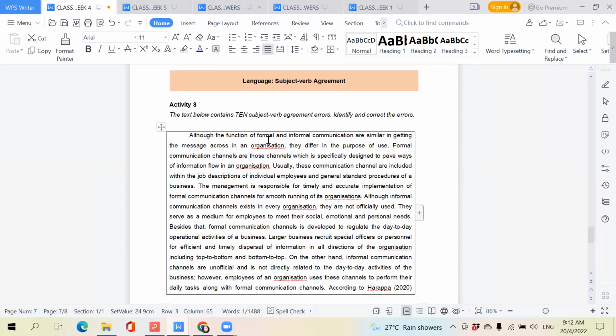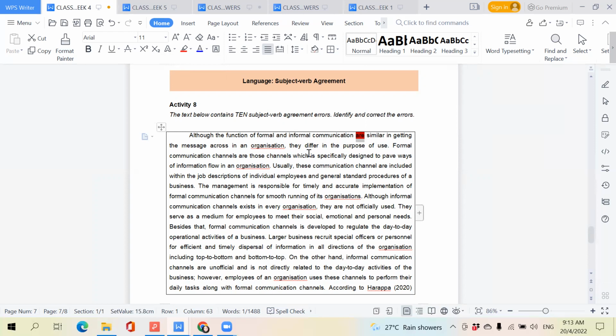So although the function of formal and informal communication are, as you can see, "are" is wrong. Why is it wrong? Because we're not looking at formal and informal communication. The subject here is the word function, not this one. So do not get yourself confused. So this is wrong. I'll just highlight this in red. This should be "is".